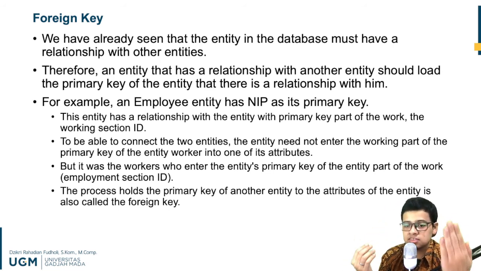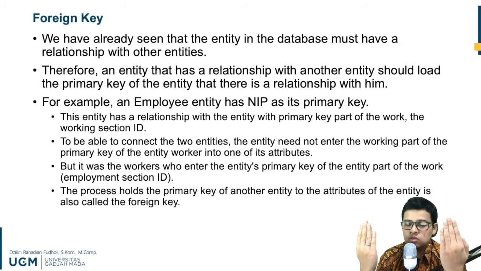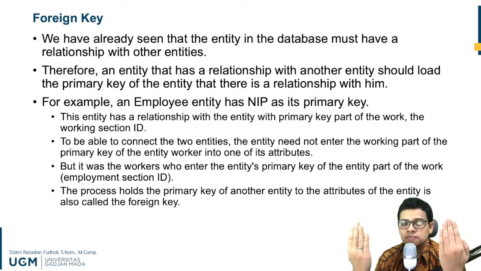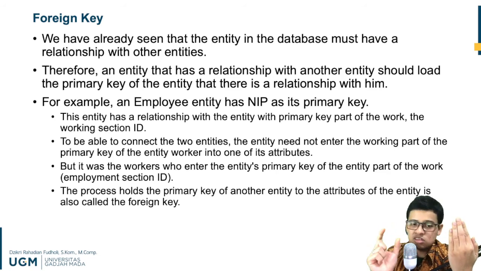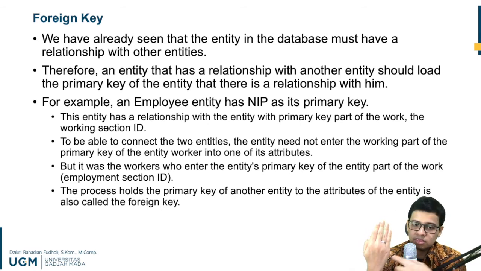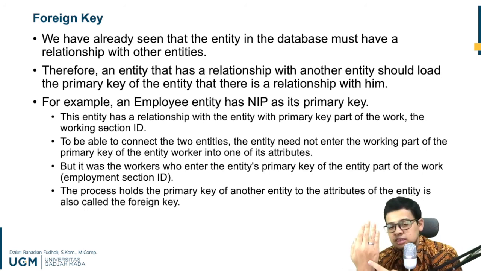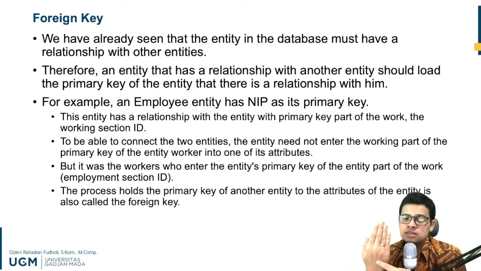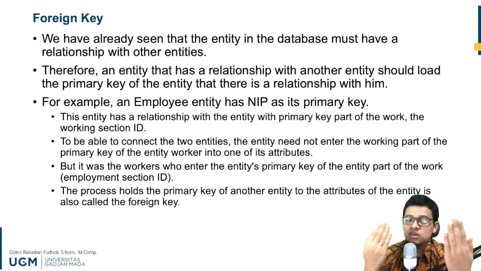We have this set, the B set, which is the working section. We have attributes of working section ID. Because those are the primary key, if we want to connect these two, the employee table, the employee set, we put these attributes, the working section ID, and put it into the employee set. This primary key that connects between these two, these are the foreign key. So this is the key, but it's from the foreign set of this employee. So this is the one that connects between these two.